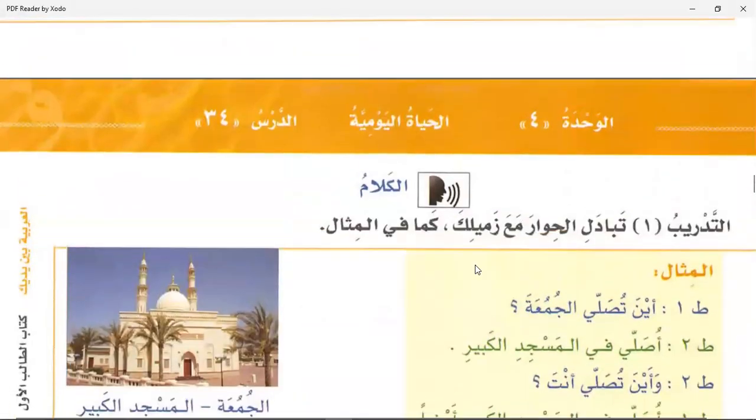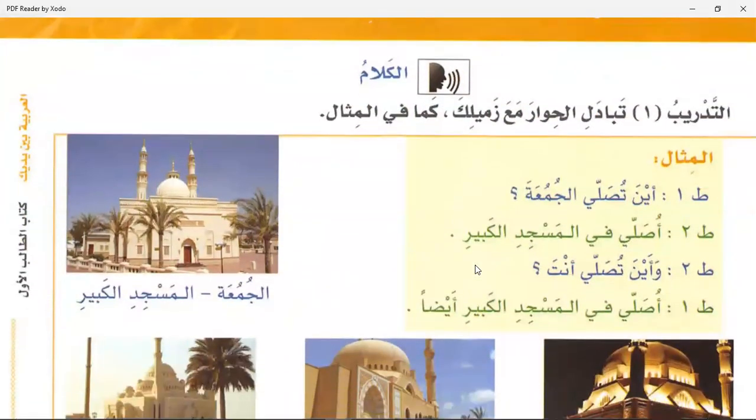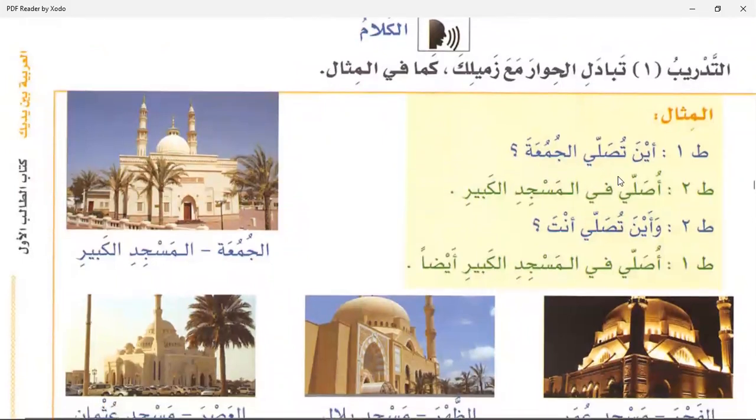Now we start Al-Wahdatu al-Rabi'ah, Ad-Darsu al-Rabi'ah wa-Salasun, al-Kalam, Wa-Tadribu al-Awwal, Tabadali al-Hiwara ma'a-Zamilika, as in the example. At-Talibu al-Awwal: Aina tusalli al-Jum'ah? Where do you pray Jum'ah? At-Talibu al-Sani: Usalli fil masjid al-kabir. I pray in the big masjid. At-Talibu al-Sani: Wa aina tusalli anta? And where do you pray? At-Talibu al-Awwal: Usalli fil masjid al-kabir aizan, meaning also. I also pray in the big masjid.